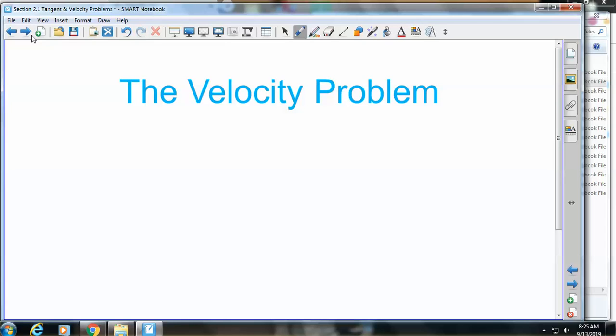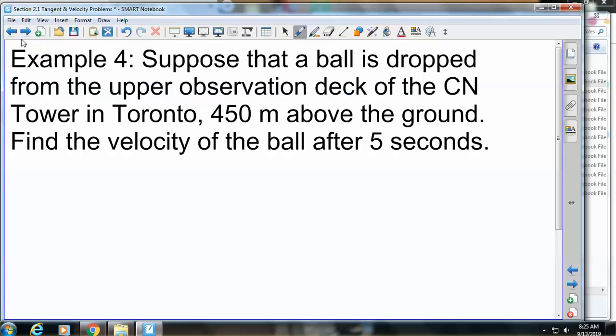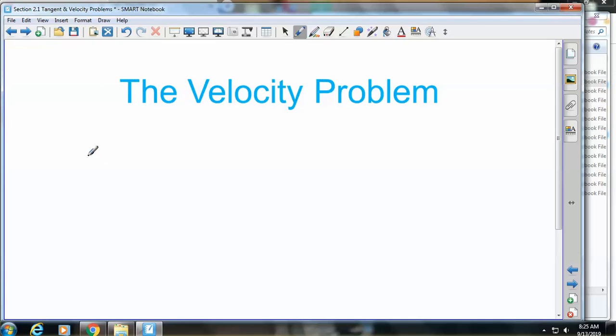I want to talk about velocity. So this idea that we are talking about, these tangent lines, these secant lines, are very closely related to our velocity. One thing I should maybe give you, the general velocity equation.